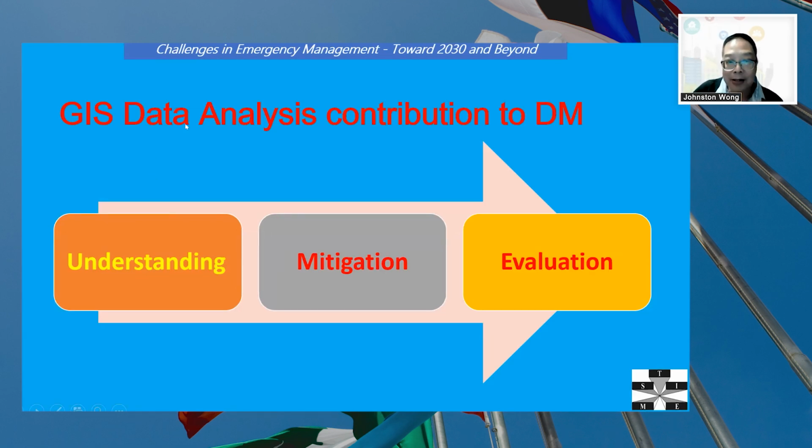First of all, GIS data analysis contributes to EDRM by helping us to understand, enhancing our understanding. Second, it allows us to design mitigation strategy with a database, with an evidence base, and then it also helps us to do evaluation. Because after the mitigation implementation, we have to see whether the figures really improved.